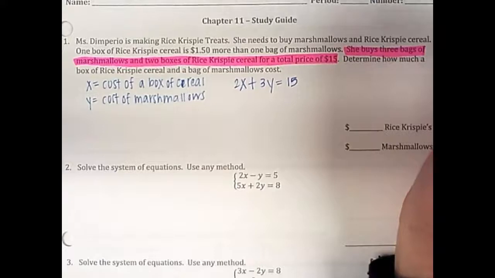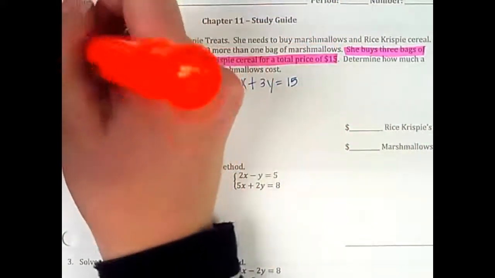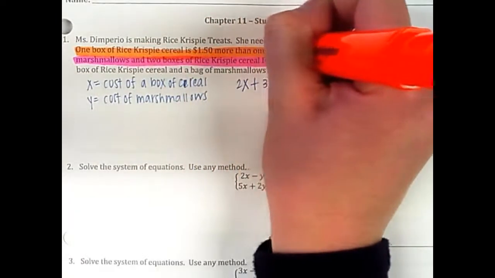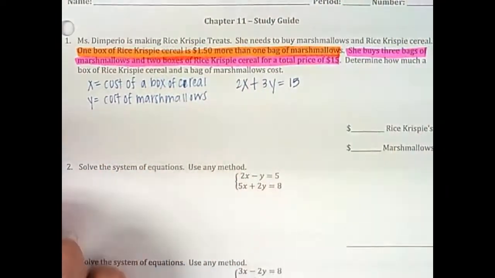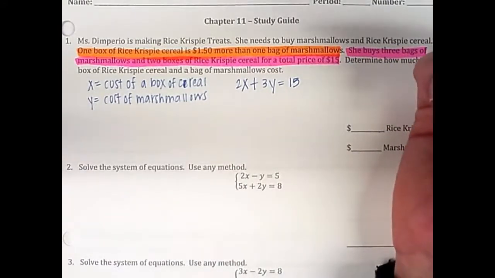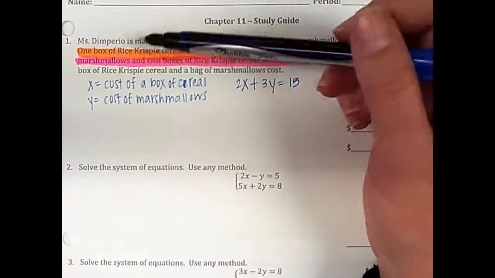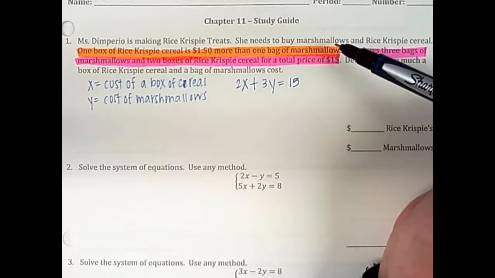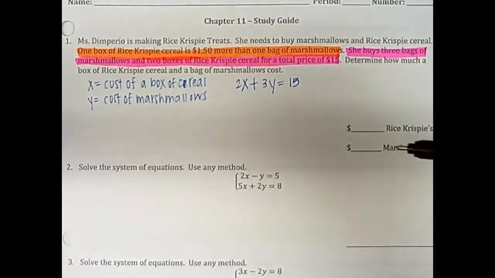Okay, so the next one is 1 box of Rice Krispie cereal is $1.50 more than a bag of marshmallows. So these are always kind of trickier to think about, which is it set equal to. And so I try and think of it, which one costs more? It says the Rice Krispie cereal is $1.50 more than the bag of marshmallows. So the Rice Krispies are more expensive.